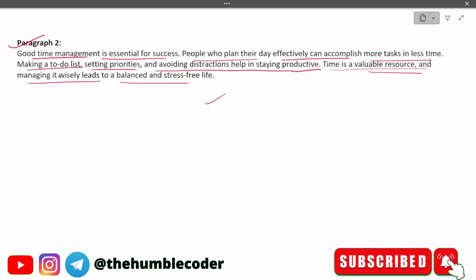Good time management is essential for success. People who plan their day effectively can accomplish more tasks in less time. Making a to-do list, setting priorities, and avoiding distractions help in staying productive. Time is a valuable resource, and managing it wisely leads to a balanced and stress-free life.